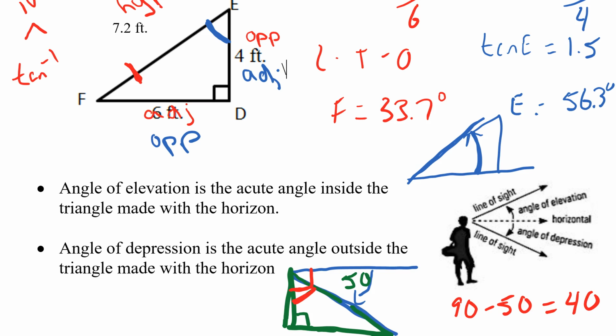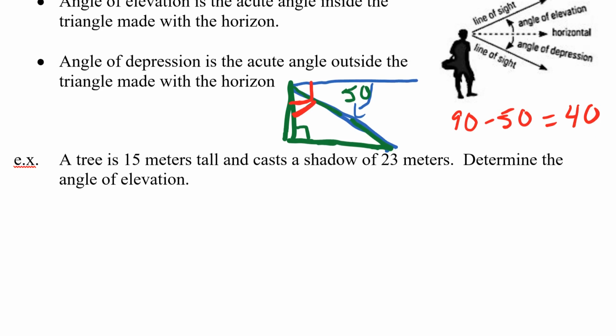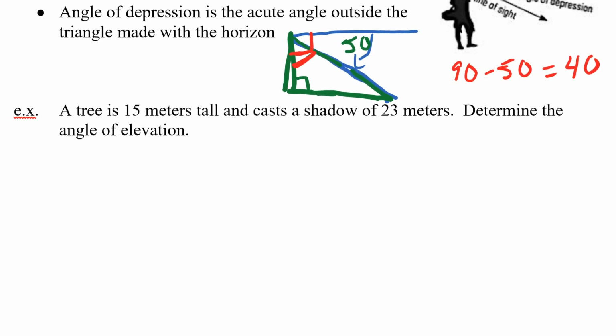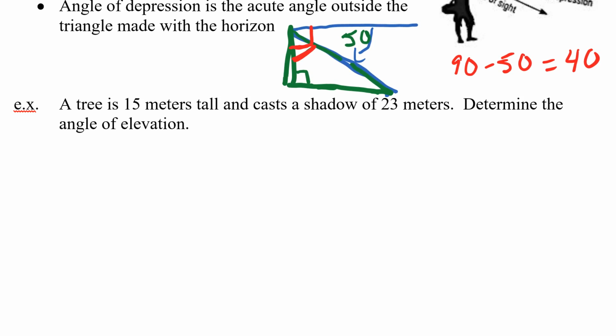Okay, let's look at this really quick. A tree is 15 meters tall and casts a shadow of 23 meters. Determine the angle of elevation. Okay, well this is an example of how we get a word problem, and we need to now apply trigonometry. I am going to ask you to do one little thing though. I'm going to ask you to change the angle of elevation to the angle of depression. I like this question a little bit better.